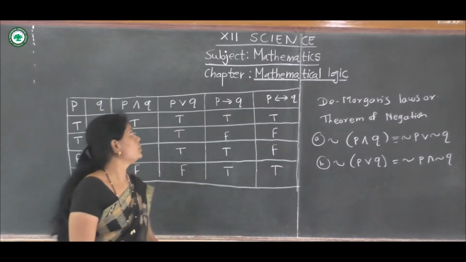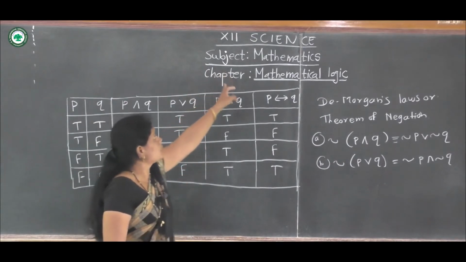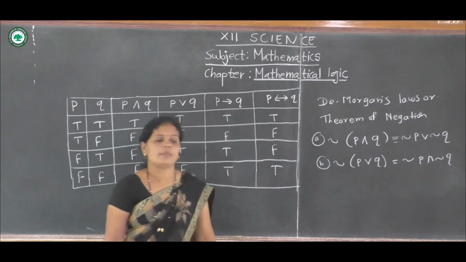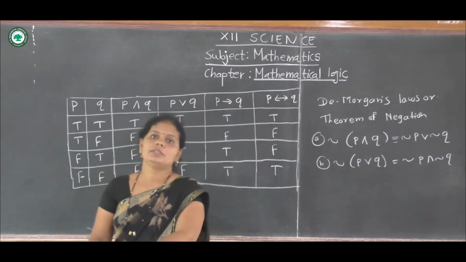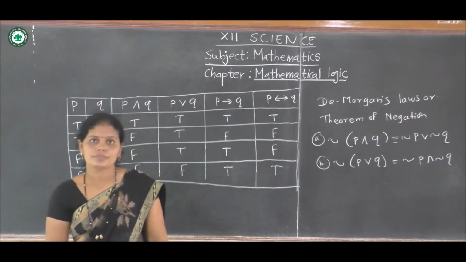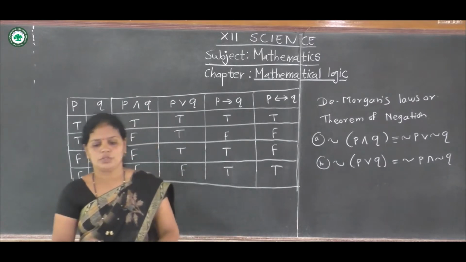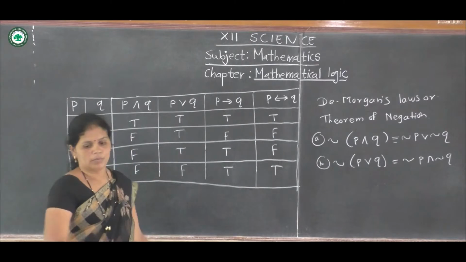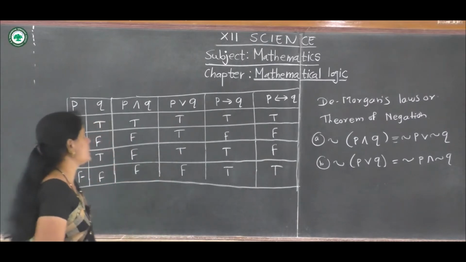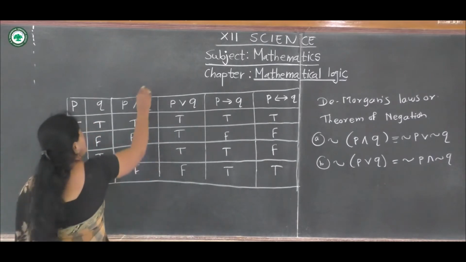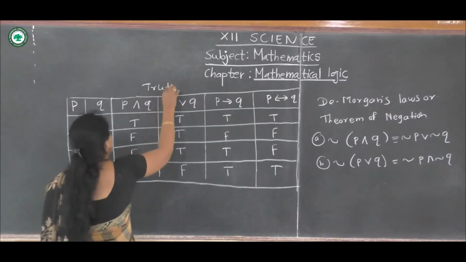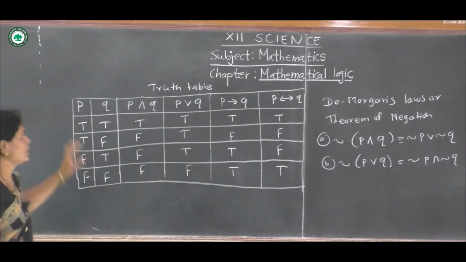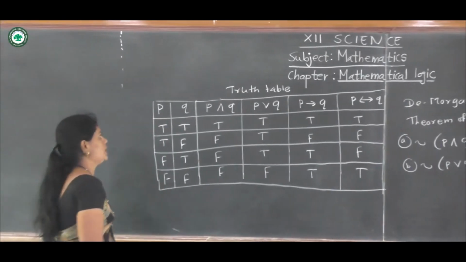Today we are going to learn mathematics paper first, chapter number 1, mathematical logic. In this chapter we are going to learn CET questions. First, a brief summary of the truth table, and then we can take examples on this chapter.